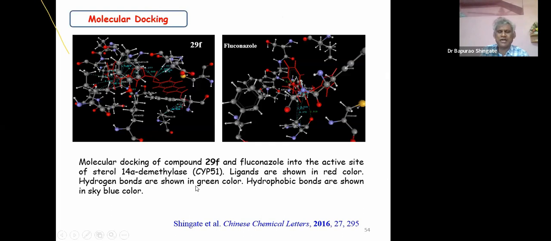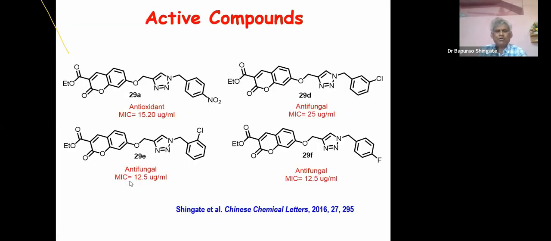That's why we have docked these particular compounds against the active site of sterol 14 alpha-demethylase, and the ligands are showing better interactions with different types of enzymes or amino acids. And these are the most active compounds with a lower MIC value, and this particular work is published in the journal Chinese Chemical Letters.